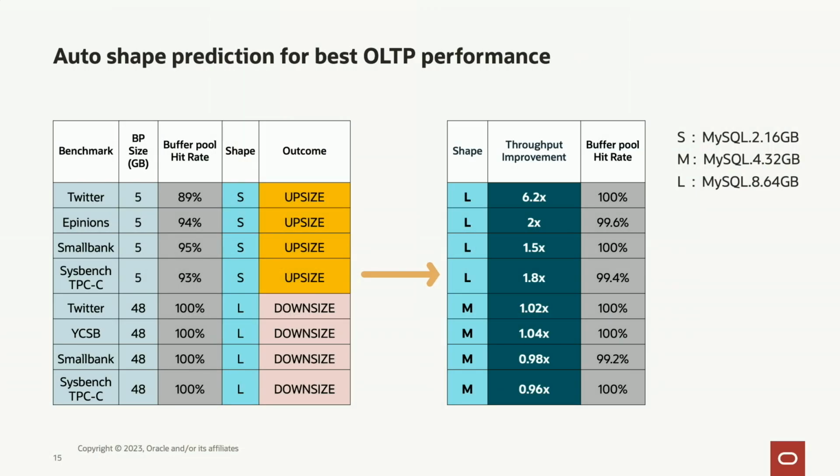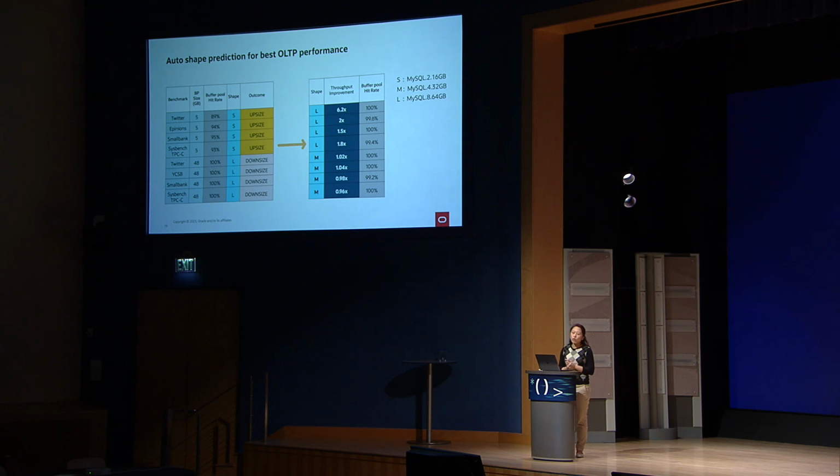On the other hand, on the bottom of the table, you can see that we started with a larger shape, with a similar benchmark, and then the prediction suggests to downsize. And once we downsize, the performance and the throughput is still about the same as before. So that helps to reduce the cost, right? When you don't need such a big machine to run your workload, you can save the cost.